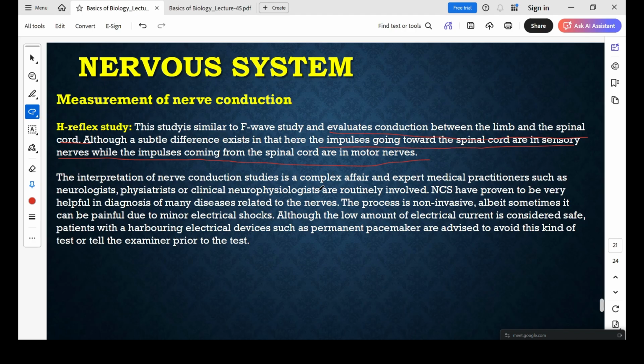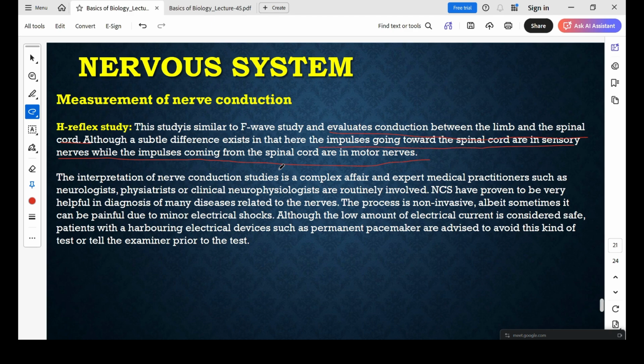So the interpretation of a nerve conduction study is very complex. It requires multiple practitioners such as neurologists, neurophysiologists, etc. But it is very important for diseases related to nerves. Most of the study is non-invasive because electrodes are placed on top of the body. There is no surgical intervention required, but there is some pain due to the electrical shocks, which is important for studying the conduction.